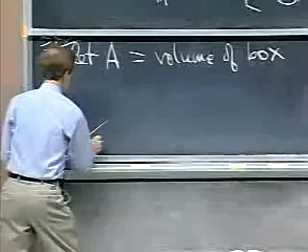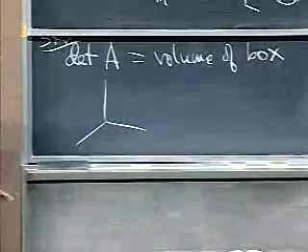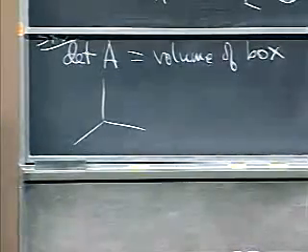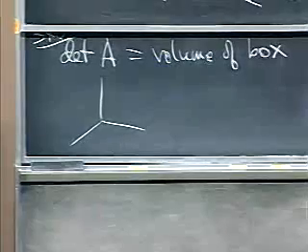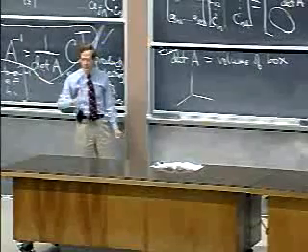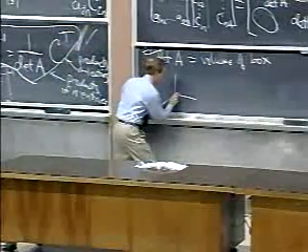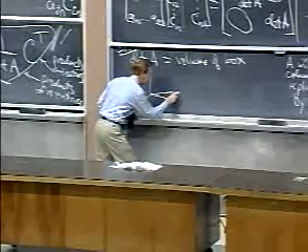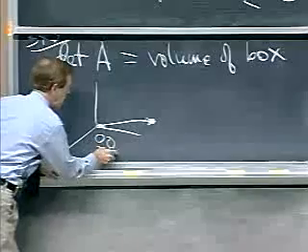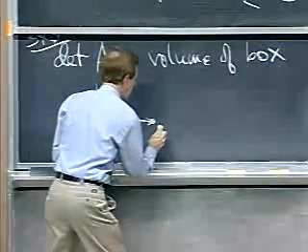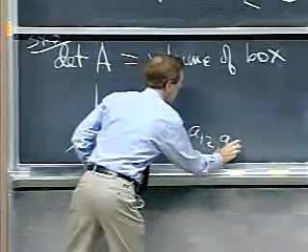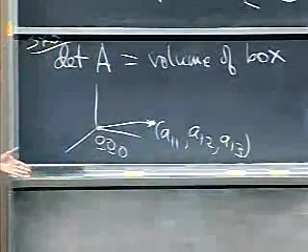Here's 3 dimensions. Now I take the first row of the matrix, A11, A12, A13. That row is a vector. It goes to some point. That point will be a corner of the box, and the edge going to it will be an edge of the box. So here's 0, 0, 0, of course, and here's the first row of the matrix, A11, A12, A13. So that's one edge of the box.